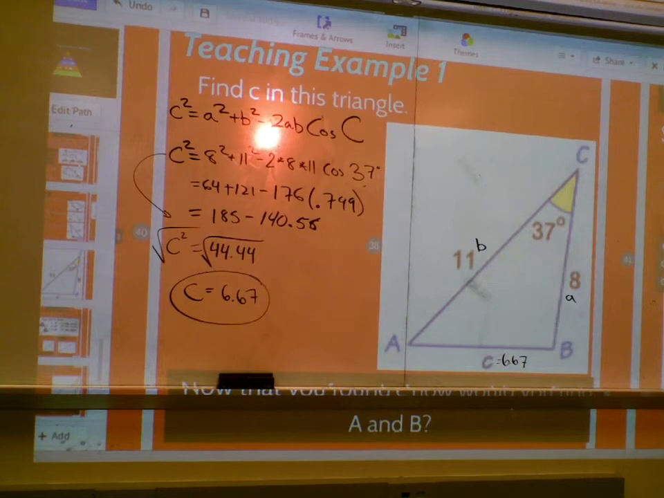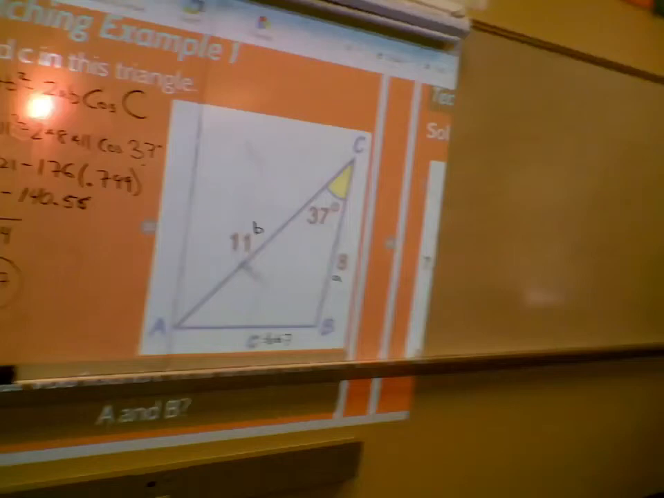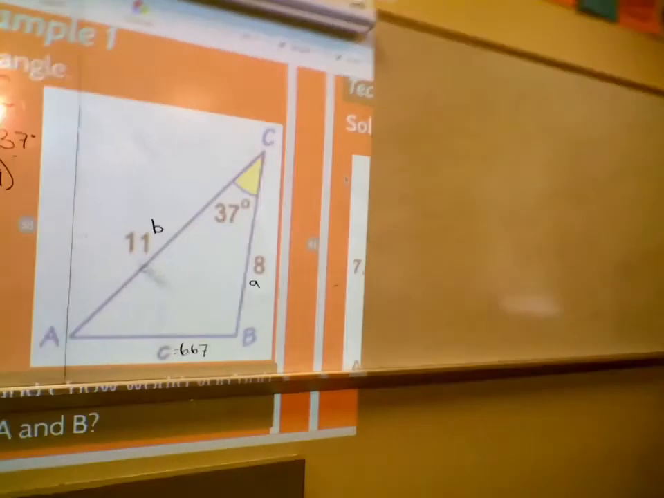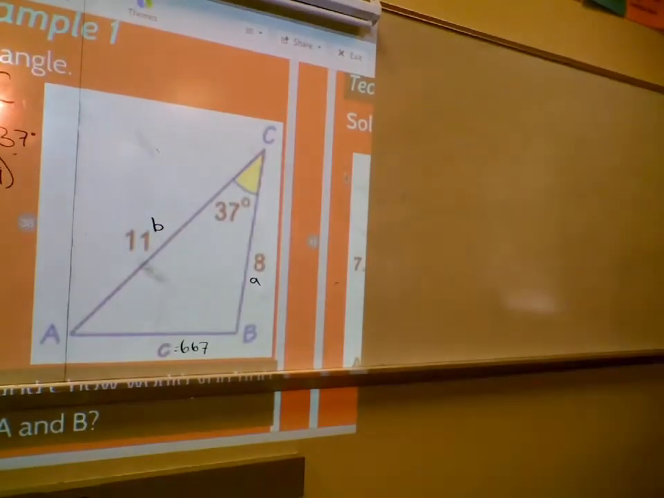All right, next part at the bottom. I don't know if you guys see it, but it says, now that you've found C, I want you to find A and B separately. Now, the cool thing about law of cosines is I can use it as much as I want to or as little as I want to. But the bad thing about law of cosines is it's a big, ugly equation. If I'm solving for something that's not a side, there's a lot of work that goes into that.